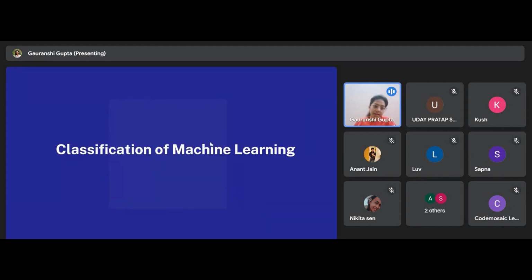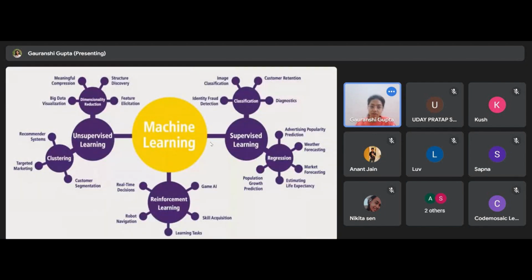Now let's see what are the classifications of machine learning, the broad classification. Machine learning is broadly divided into three categories: supervised learning, unsupervised learning, and reinforcement learning. Supervised learning is again classified into regression and classification. But first, let's see what is supervised learning.